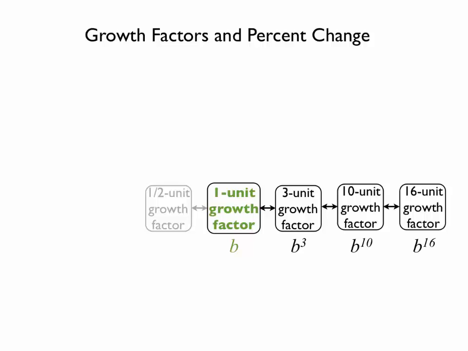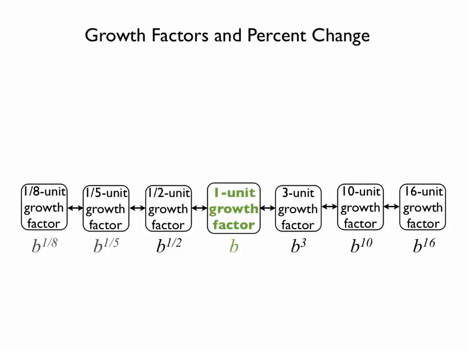And then we saw partial unit growth factors. What's the 1/2 unit growth factor if your 1 unit growth factor is B? B to the 1/2 or to the 0.5? B to the 1/5, B to the 1/8, okay? So the idea here is that growth factors are directly transferable. If you have one, you can very quickly, like in one step, get another one. If you have the 1 unit growth factor, in one step, you can get any other growth factor of that context.